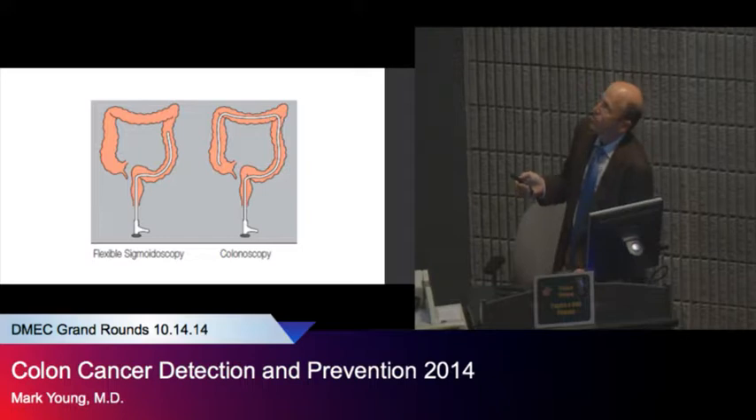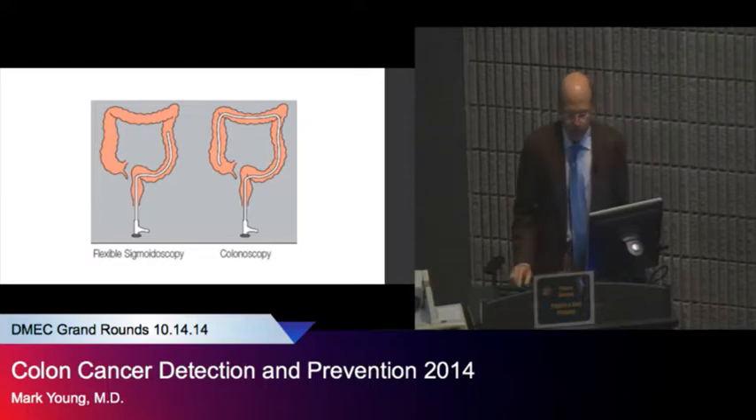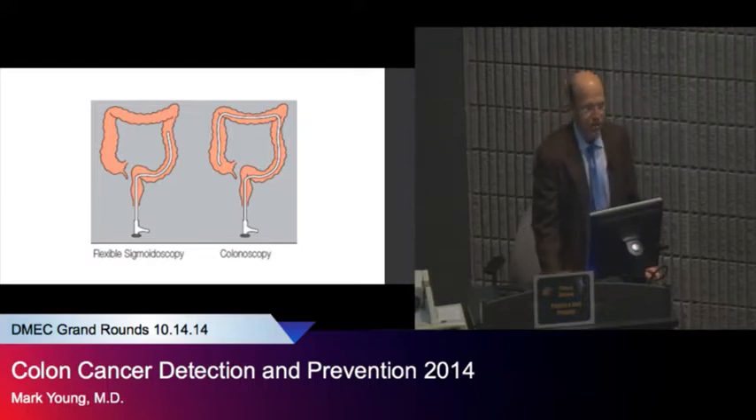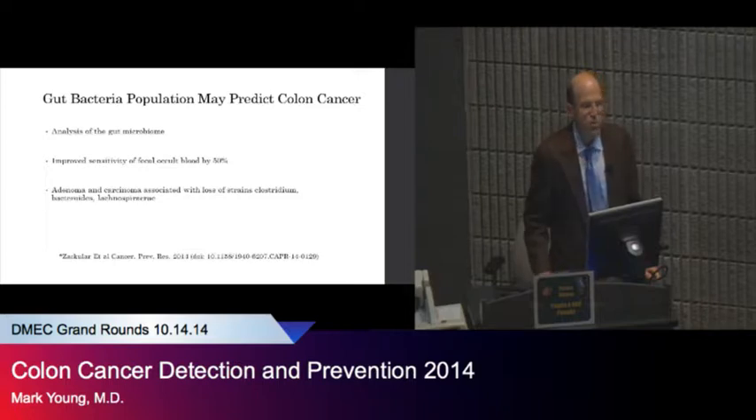With colonoscopy, you go all the way around the block. You identify the appendiceal orifice and the ileocecal valve, and it's just a more complete study than a flexible sigmoidoscopy.